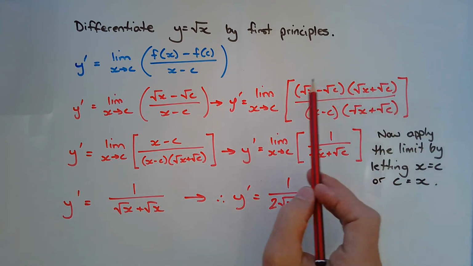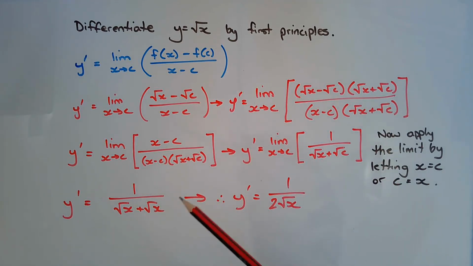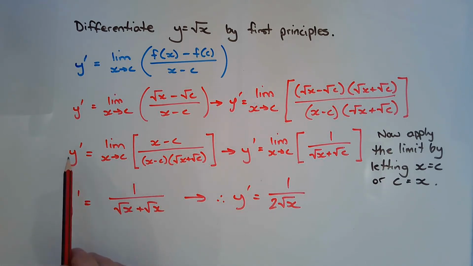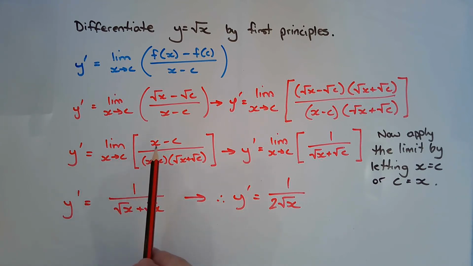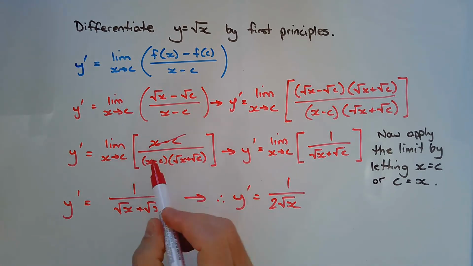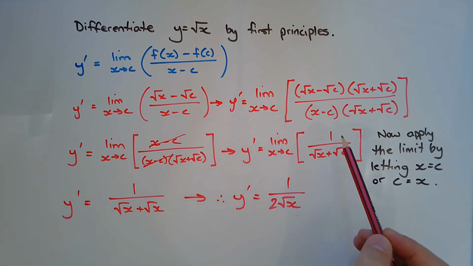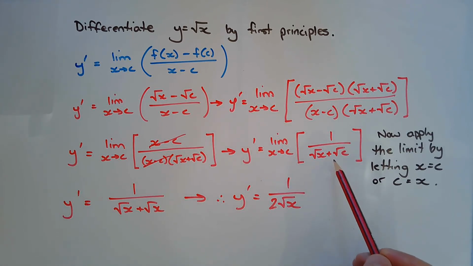So now notice that you have a difference of 2 squares in the numerator there, so that's a nice consequence of multiplying by the conjugate. It'll rationalise the numerator. So what you end up with here then is y dash equals the limit as x approaches c of x minus c over x minus c multiplied by the square root of x plus the square root of c. Now you'll have a nice thing occurring here, which is the numerator will cancel with the factor x minus c in the denominator, and then you end up with y dash equals the limit as x approaches c, 1 over square root of x plus the square root of c.